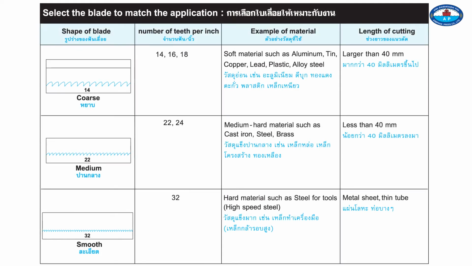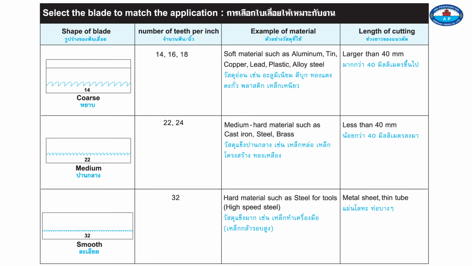Page 88. Select the blade to match the application. Shape of blade: coarse. Number of teeth per inch: 14, 16, 18. Example of material: soft material such as aluminum, tin, copper, lead, plastic, alloy steel. Length of cutting: larger than 40 millimeters.